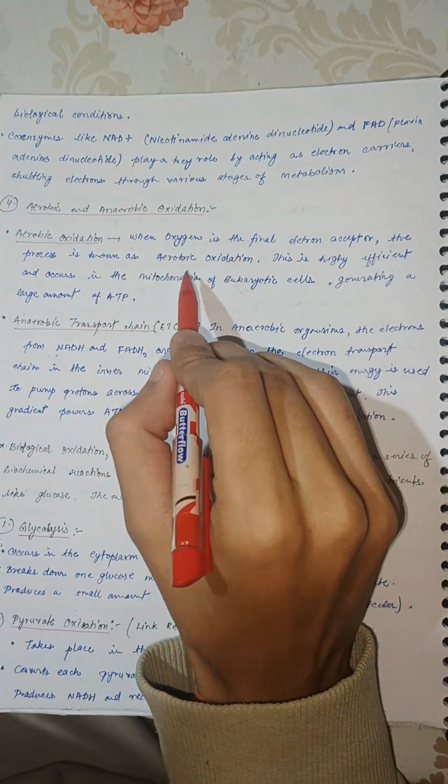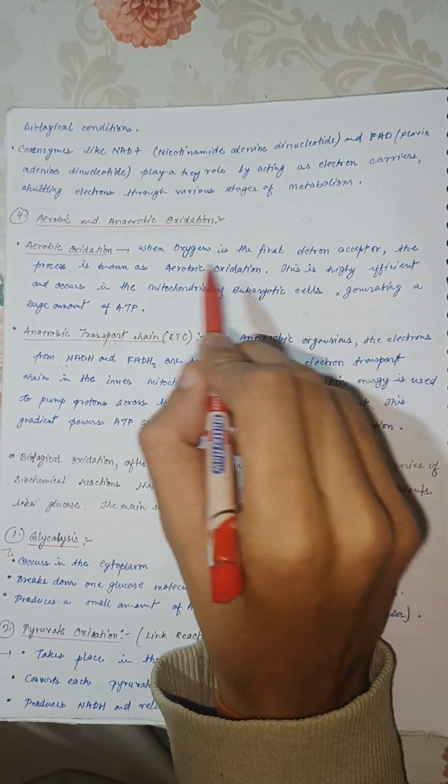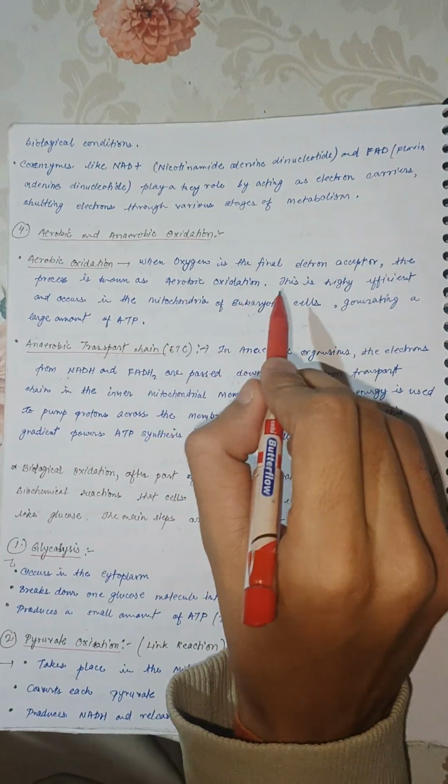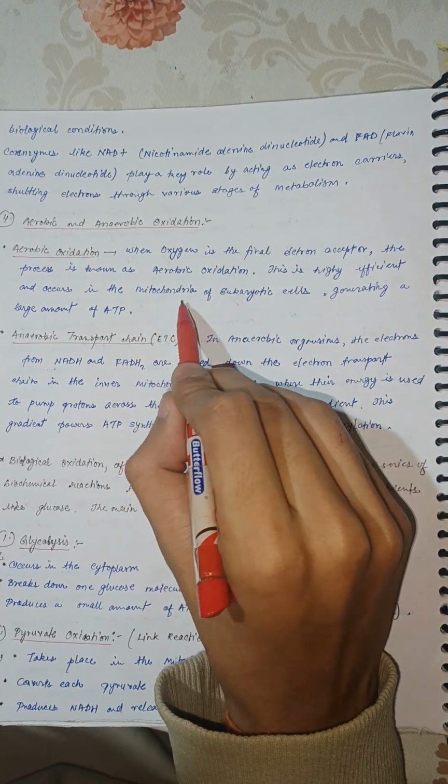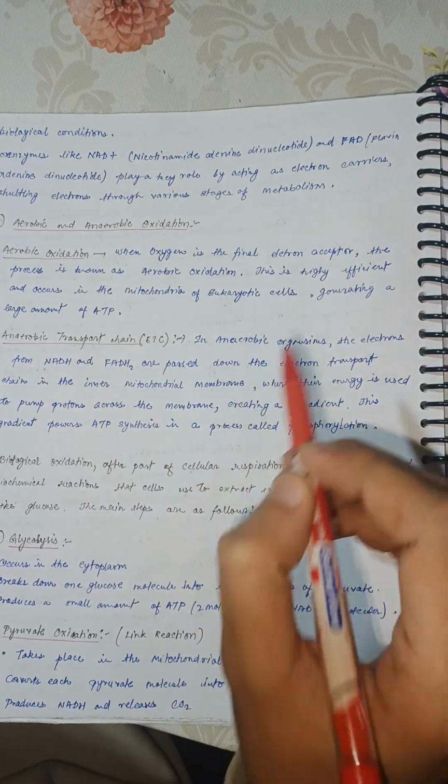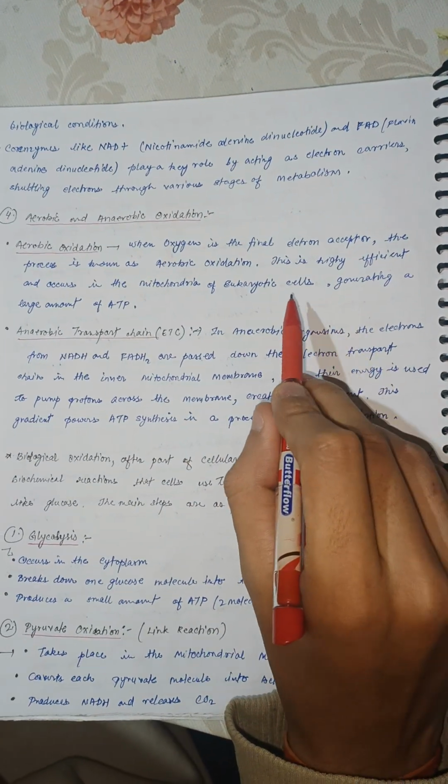Aerobic oxidation. When oxygen is the final electron acceptor in the process, it is known as aerobic oxidation. It is highly efficient and occurs in the mitochondria of eukaryotic cells, generating a large amount of ATP.